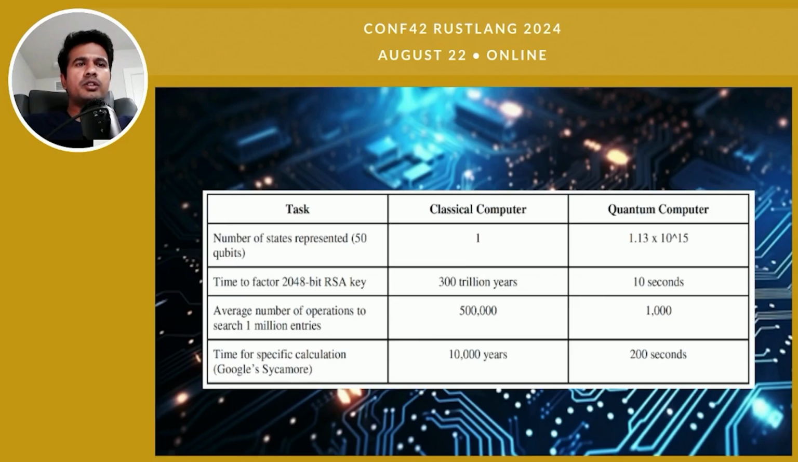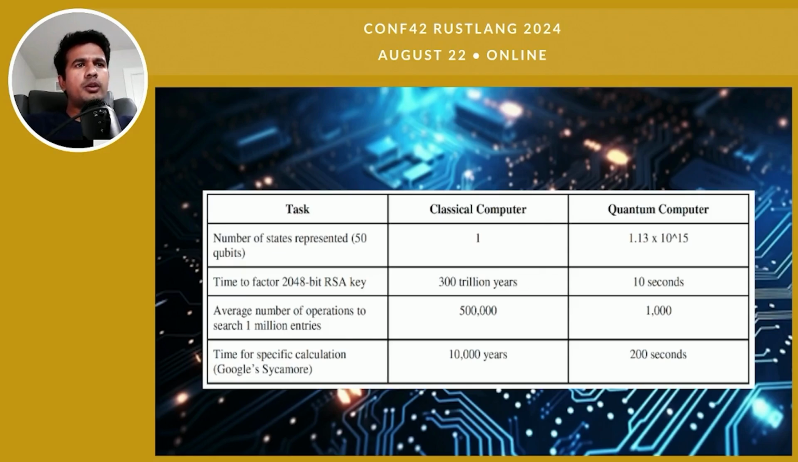The power of quantum computing lies in its ability to manipulate quantum states. For example, a 50-qubit quantum computer can represent up to 2 to the power of 50, which is approximately 1.13 times 10 to the power of 15 states simultaneously, a scale far beyond the capabilities of classical computers. This vast computational space allows quantum computers to explore complex problems efficiently.